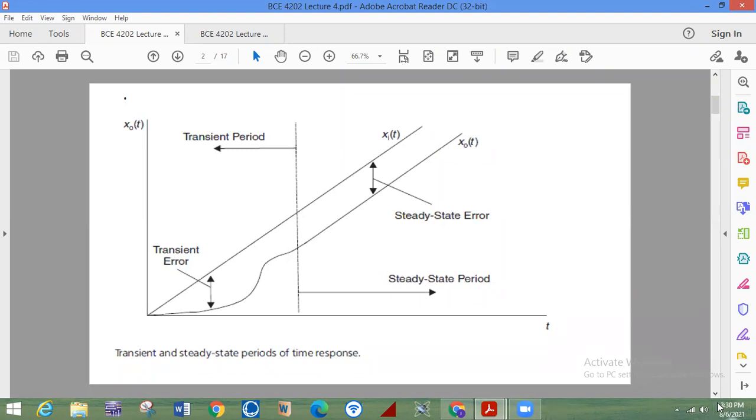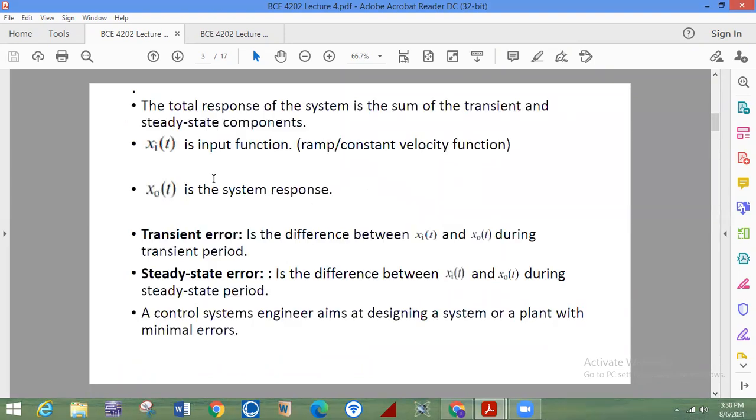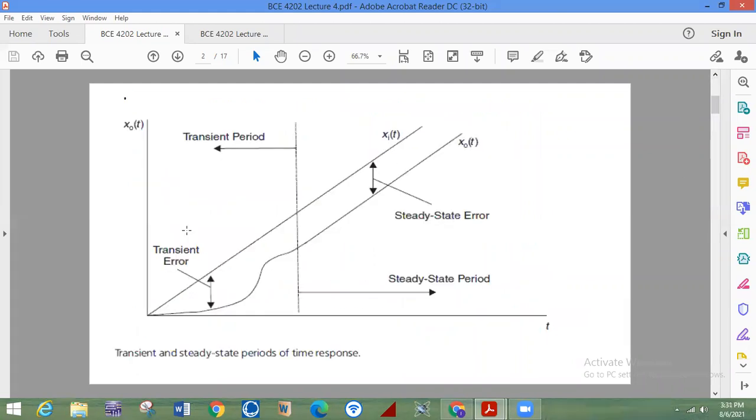They are defined on this slide. The total response of the system is the sum of the transient and steady state components. So the total response of the system is the sum of the transient period and steady state period responses. Let's go back to the previous slide.